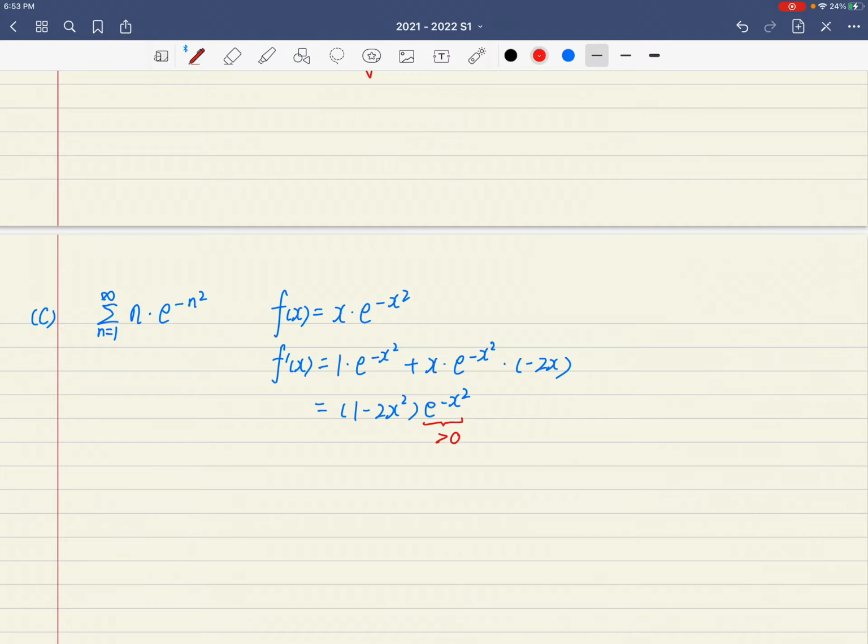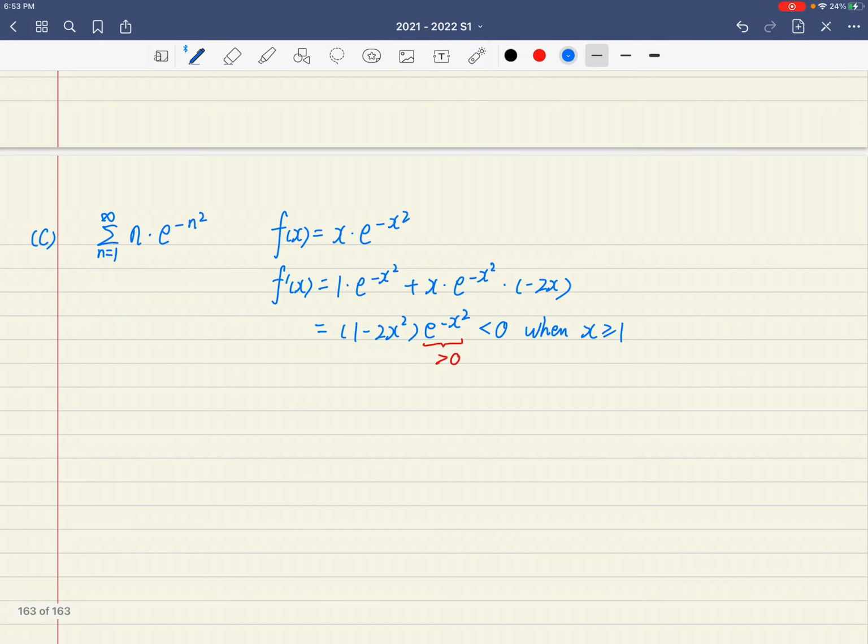And this part, as you can see, when x is 1, it is already negative, already smaller than 0. When x is 2, it's smaller than 0 as well. So this part is always smaller than 0. So the derivative is smaller than 0 when x is greater or equal to 1. So you can say that an is obviously positive and decreasing when n is greater or equal to 1.